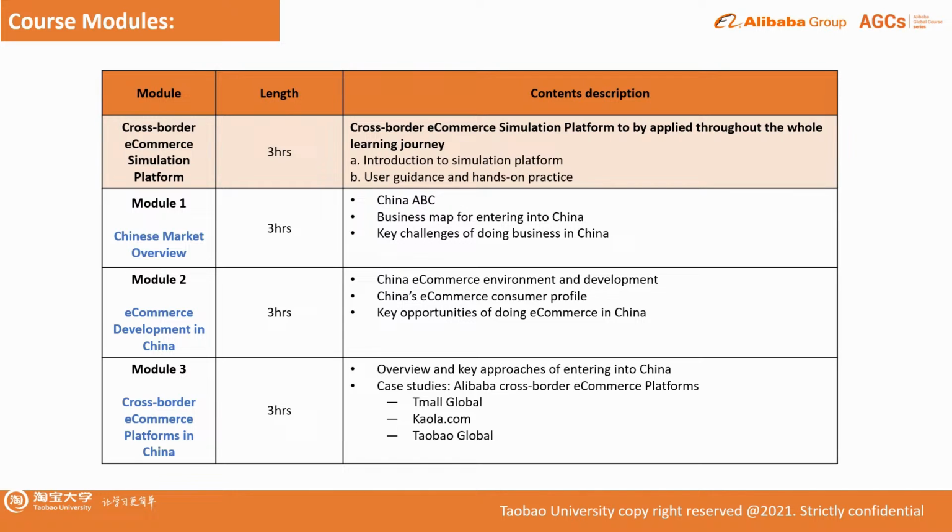For example, how big is the market in Tier 1, Tier 2 cities and some others, is there any potential for Tier 3, Tier 4 cities? And what are the key categories and what are the behavior changes of Chinese customers? And what are the key challenges of doing business in China, especially for import categories?